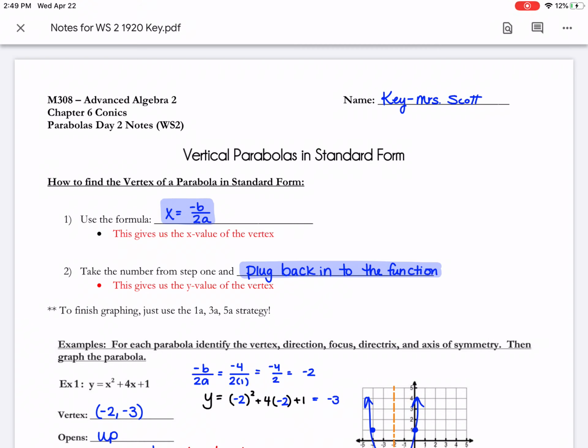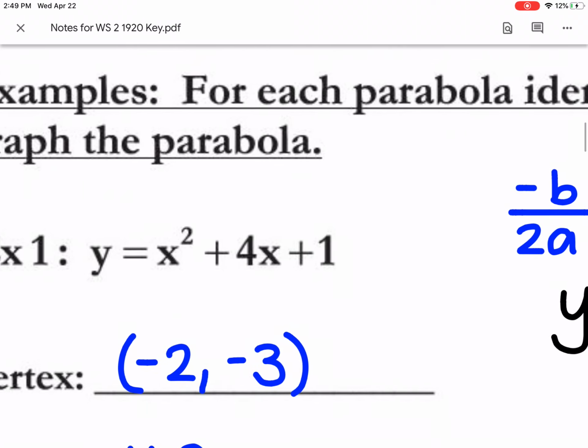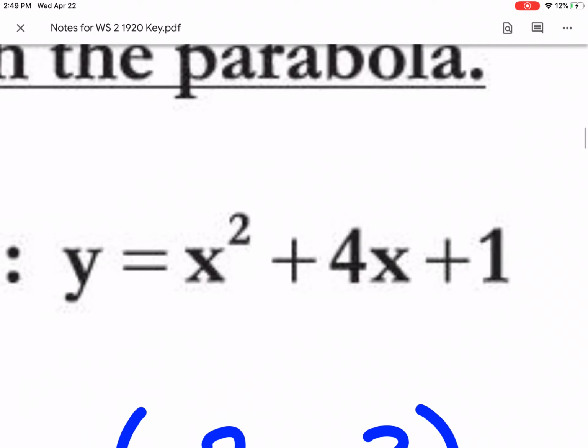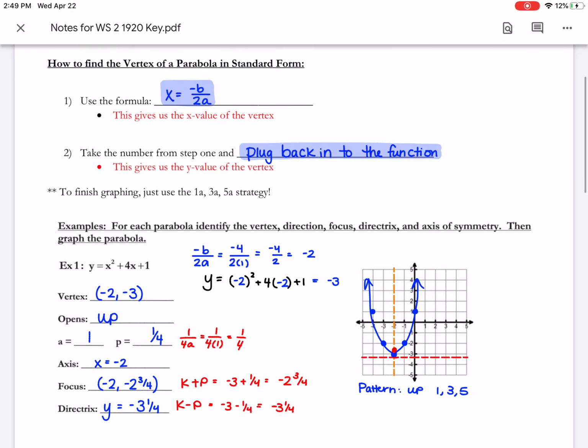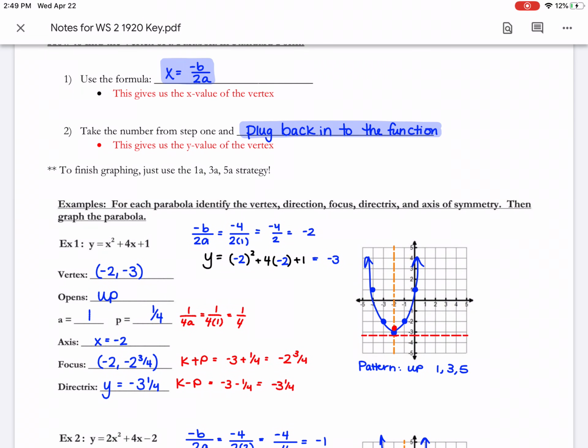Hey guys, so this is Parabolas Day 2, Notes for Worksheet 2, and it is the same lesson as the previous lesson. The only additional piece of information is how to find a vertex given a parabola in standard form rather than vertex form. So it's just an extra step. It's one step that you learned how to do back in Algebra 1, and then from there it's all the same.